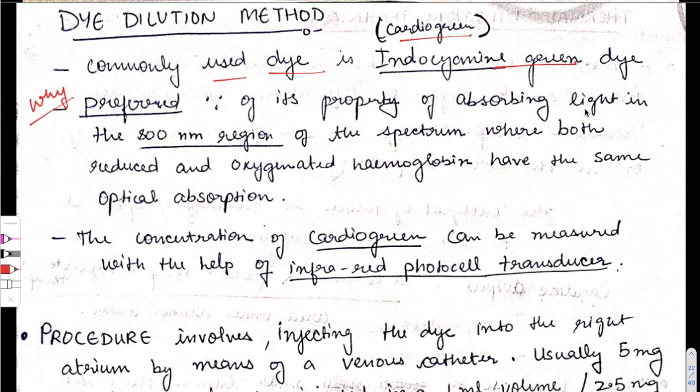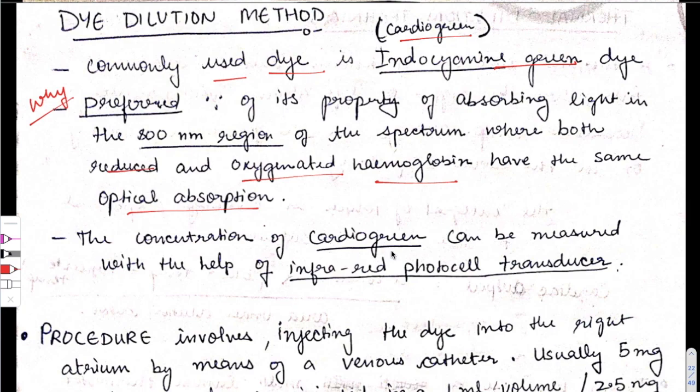Because of its property of absorbing light in the 800 nanometer region of the spectrum, where both reduced and oxygenated blood hemoglobin have the same optical absorption. We have mainly two types of hemoglobin in the blood, the reduced one and the oxygenated one. In the 800 nanometer region, their optical absorption is the same, and the dye which we are using, cardio green, also has an absorption spectrum of around 800 nanometer. So it is well suited for measuring the cardiac output.